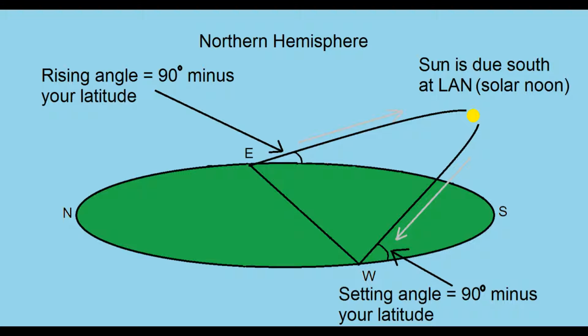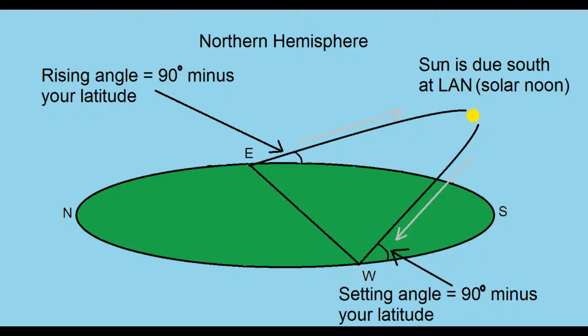As the day wears on, in the northern hemisphere, the sun arcs across the southern sky, bearing due south at local apparent noon, otherwise known as LAN, which is not necessarily the same as clock time, but a time exactly halfway between the time of sunrise and the time of sunset. After LAN, the sun continues toward the west, ultimately setting in a westerly direction, once again at an angle of approximately 90 degrees minus your latitude.